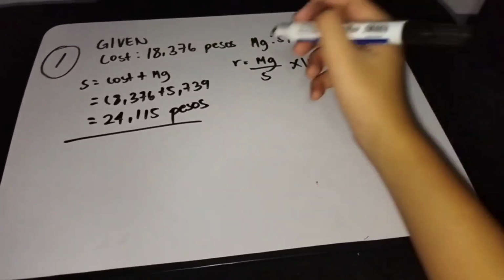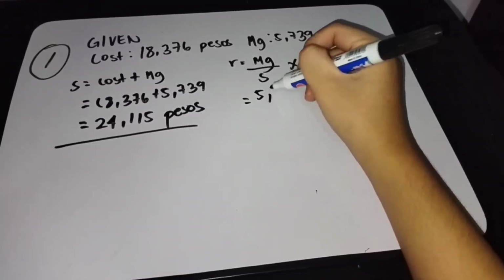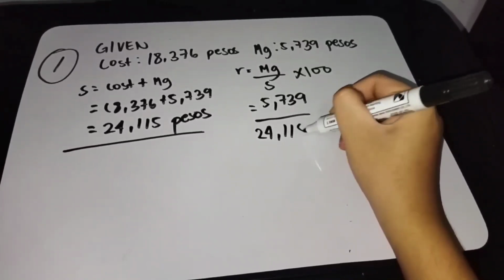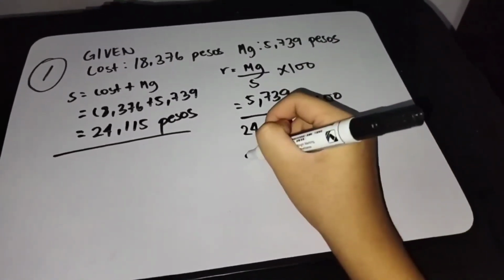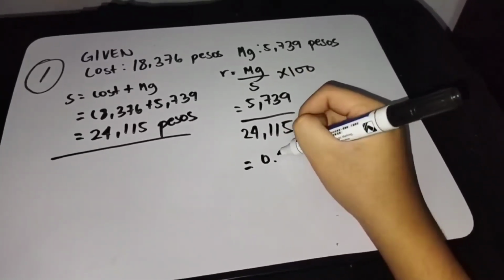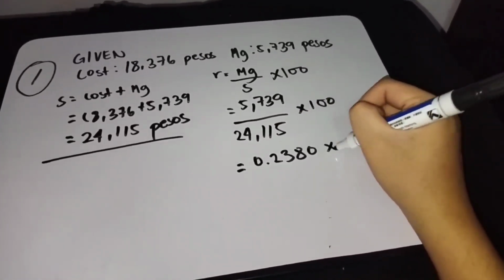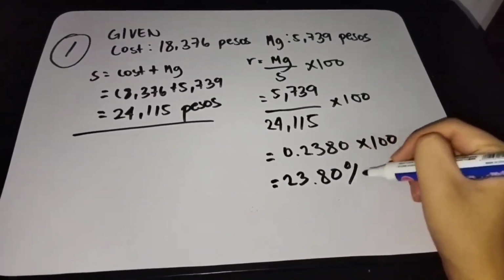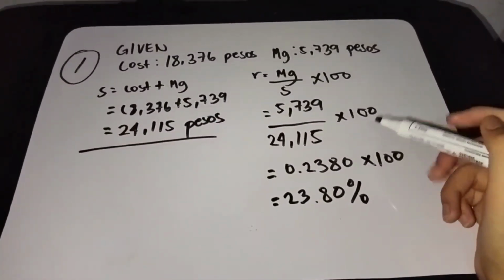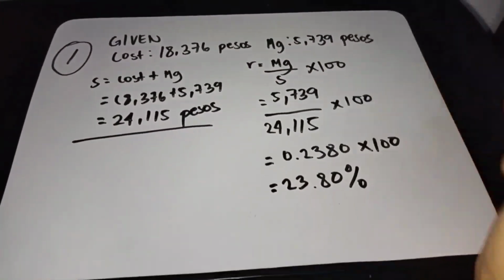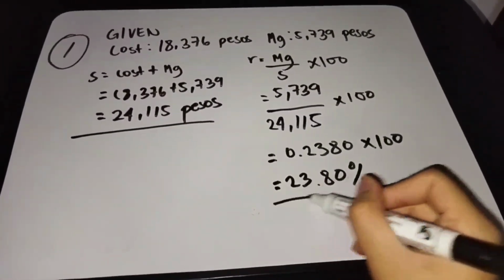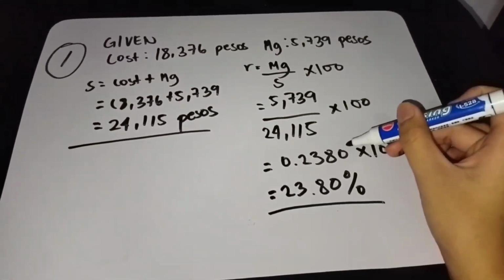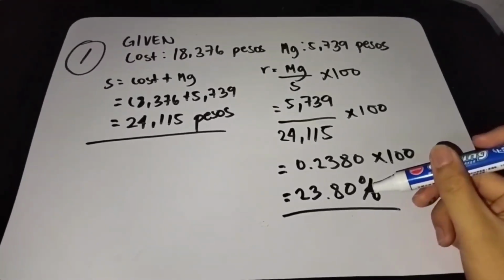Now let us find the rate, and we just need to put the margin 5,739 pesos divided by 24,115 times 100. What comes out is 0.2380 times 100. So, what comes out is 23.80%. Now, if you multiplied directly by 100 after dividing the MG by the S, that's okay, you will still end up with this answer. You just need to round off. So, always remember, the round off here is 4 decimal places, and if you round off here, it is just 2 decimal places.